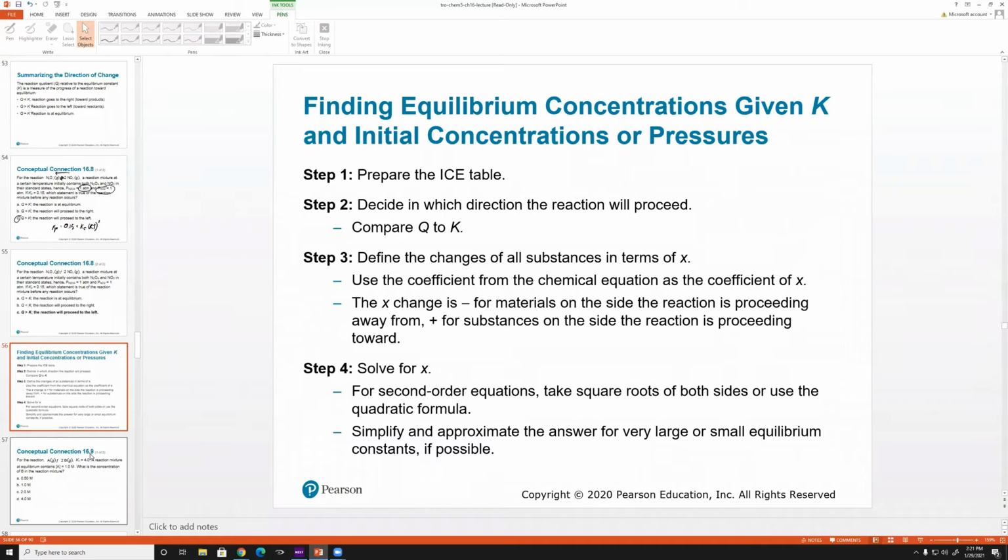Then in the next video, we'll be talking about ice tables, which is more mathematical and is kind of like solving a quadratic in some cases. We can solve for X and figure out the missing concentrations at equilibrium of a certain reaction, just knowing the equilibrium constant and maybe only one concentration. You're going to have some unknowns and you're going to be able to figure them out using the ice table.